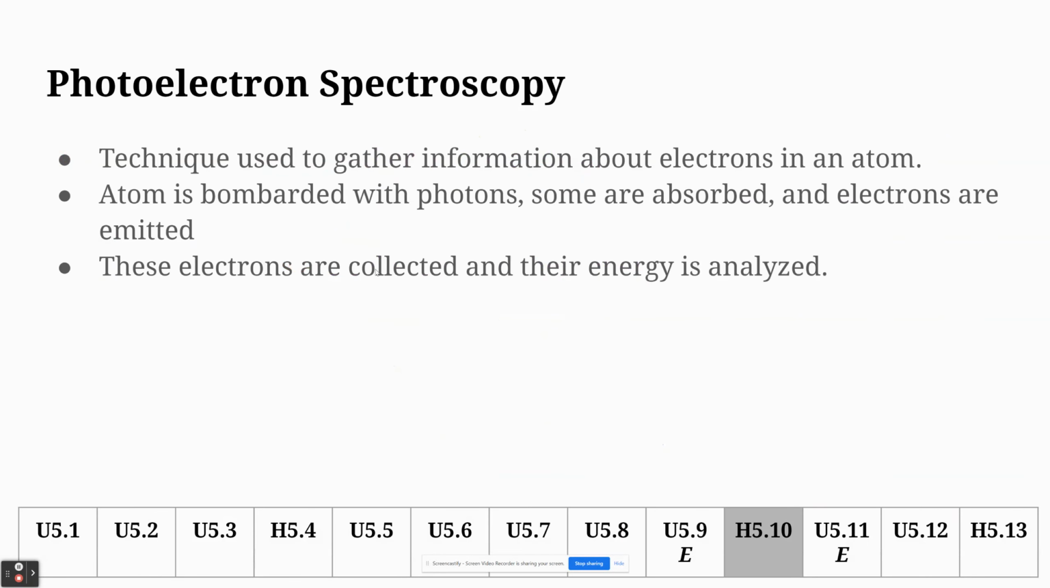All right, from here we move on to photoelectron spectroscopy, also called PES. It's just a technique chemists use to gather information about electrons in an atom. They shoot the atom with photons. Some of those photons get absorbed, remember from the beginning of this unit, and then we get electrons emitted. Then they look at those electrons, see how much energy they have, and that tells the chemist where the energy levels are and where the electrons in the atom are located.